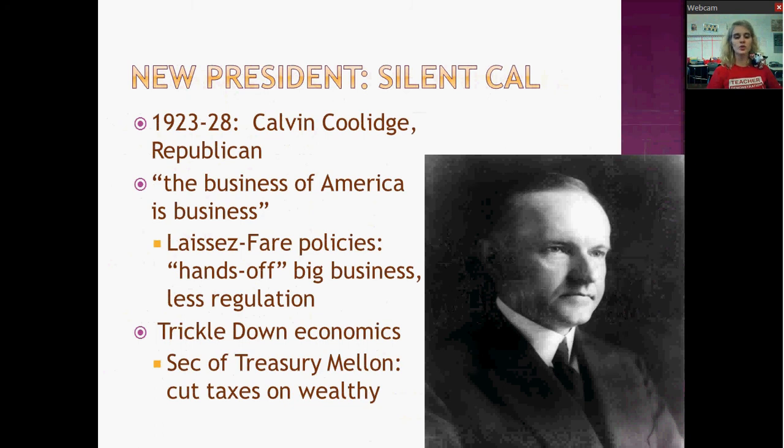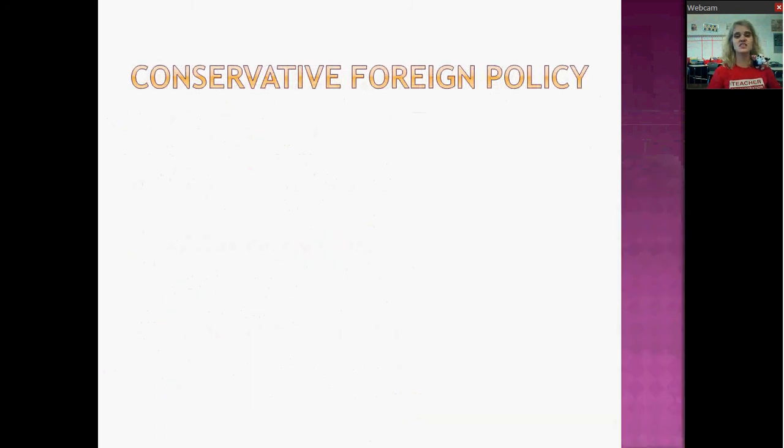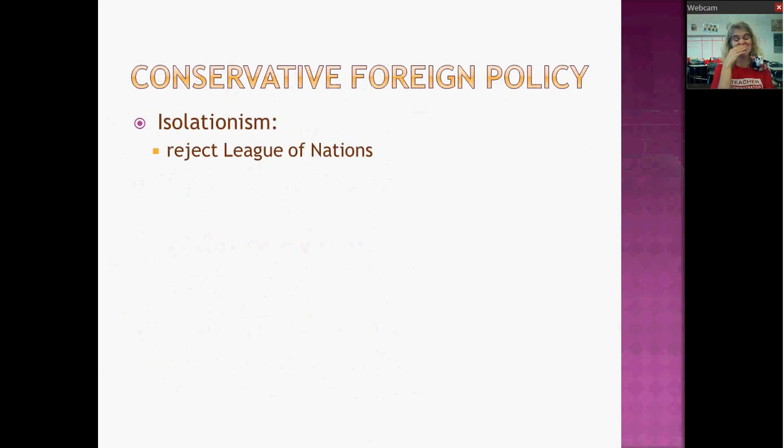I want to look really quickly at their foreign policy, and this is kind of something that they were both all about together. So the conservatives were the ones, remember, who are against the Treaty of Versailles. They're against the League of Nations. And part of that reason is because of isolationism. Basically, they said, we got dragged into this European conflict. We don't want to get dragged into other European conflicts.